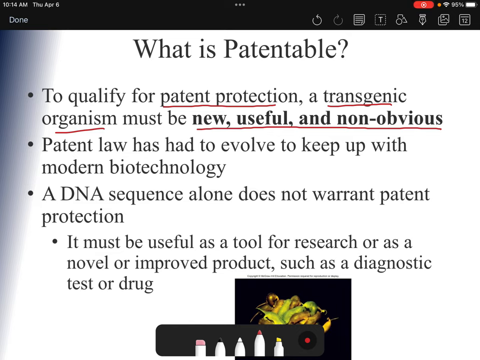And so a lot of law going on here, patent law, that has to be applied when you look at a lot of different medical research, genetic research, whatever, they have to look at that. It has to be useful as a tool for research or a novel or improved drug, such as a diagnostic test or drug.